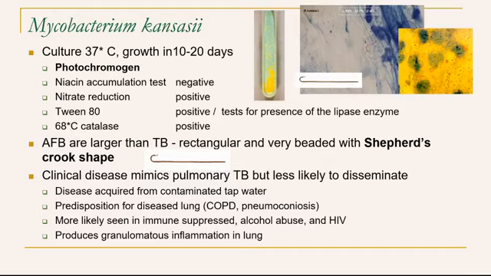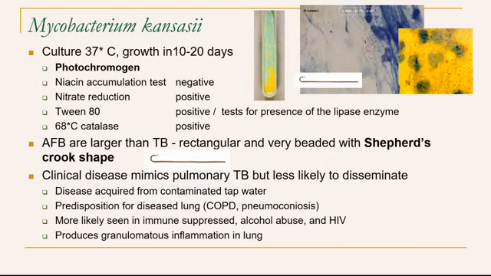One of the characteristics that's very interesting for this organism is what it looks like on an AFB stain. Notice that the AFB are quite large, and if you look around enough in a field of M. kansasii, you might be able to see one that's in the shape of a shepherd's crook. This is classic for M. kansasii. That is shown in the picture on the upper right-hand side.